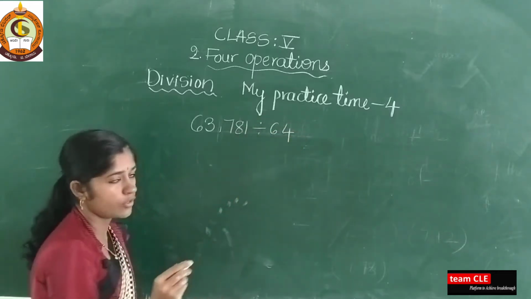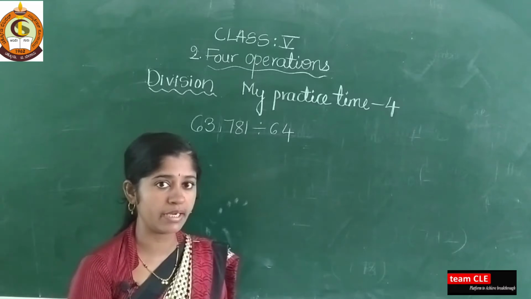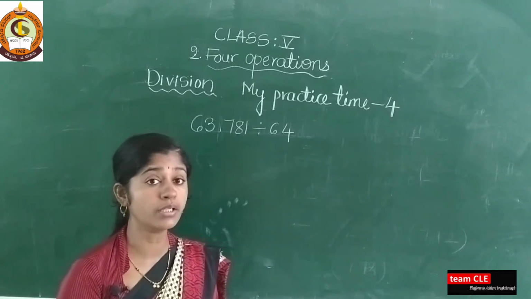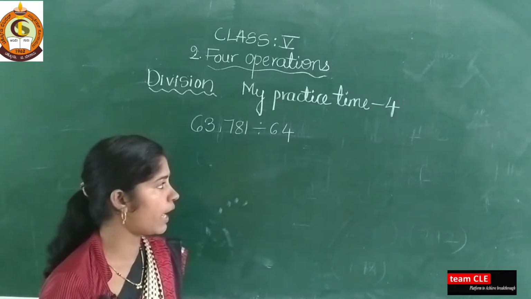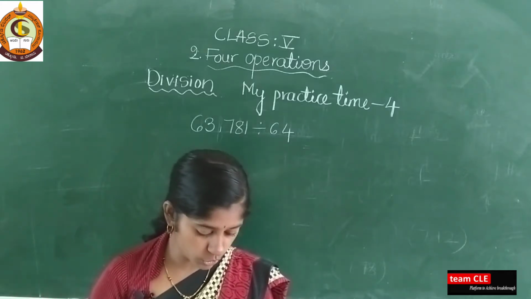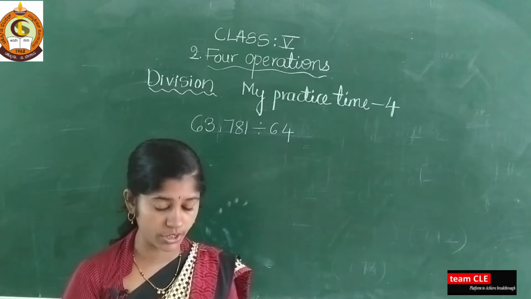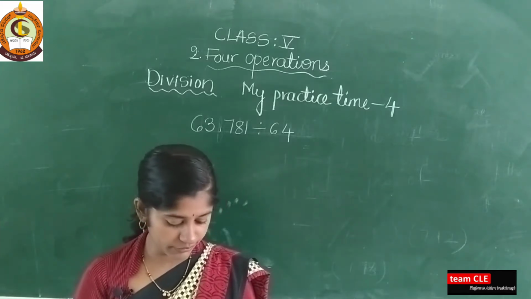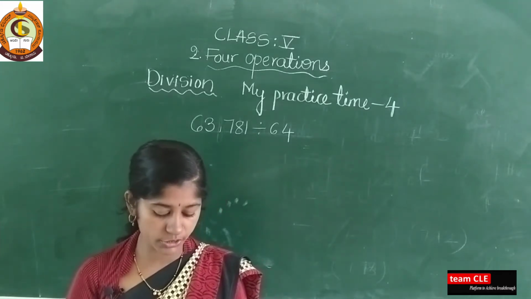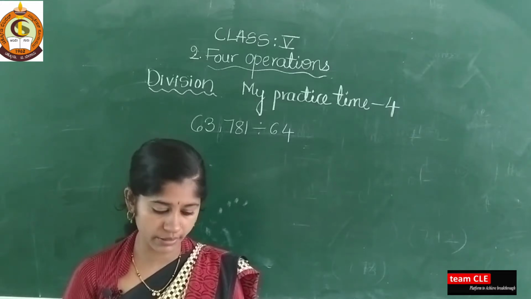See here, now we are not only dividing, we are verifying our answer also. For that you have one formula, and that is: dividend is equal to divisor into quotient plus remainder. Dividend is equal to divisor into quotient plus remainder.